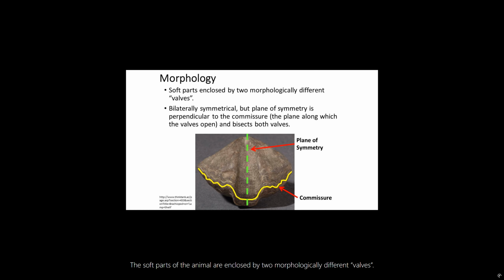The soft parts of the animal are enclosed by two morphologically different valves. Brachiopods are bilaterally symmetrical, but the plane of symmetry is perpendicular to the commissure, which is the opening. The commissure is the plane along which the valves open, and the plane of symmetry bisects both valves.